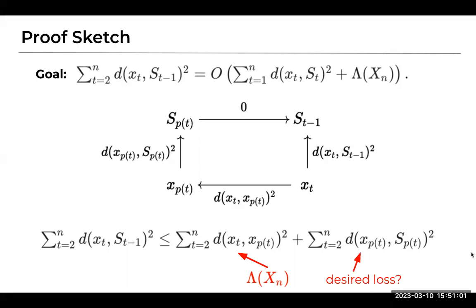Okay. Well, this thing over here says desired loss. So this term on the right hand side is the loss we want, that d(x_t, S_t), and the thing on the left hand part is exactly the lambda term.